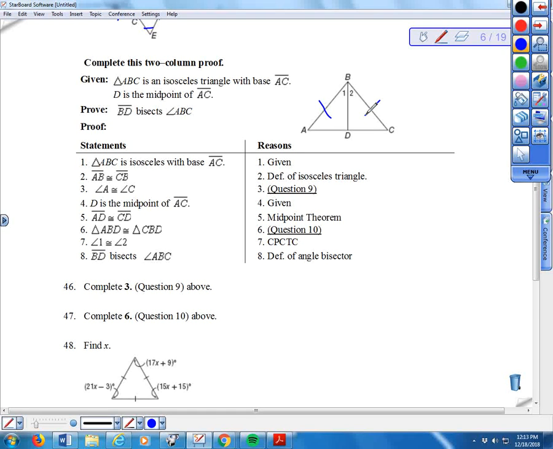Then they say angle A and angle C are congruent. Why? Base angles theorem. Yep. If these are both equal, it's an isosceles triangle. The base angles theorem says in an isosceles triangle, the base angles are equal. So this is base angles theorem. Next, D is the midpoint, given. Therefore, AD and CD are congruent. Midpoint theorem.